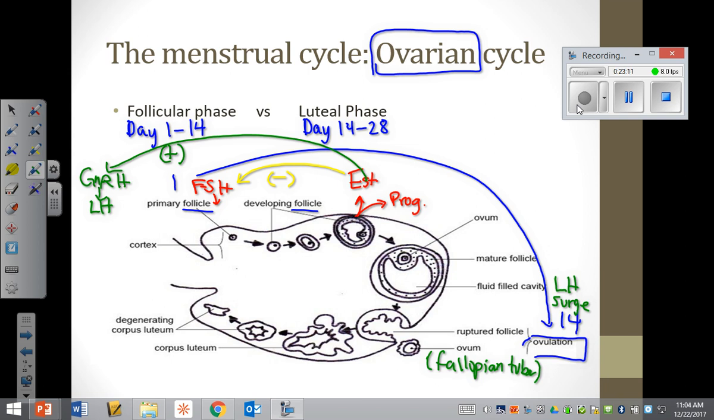So the ovum is released, goes into the fallopian tube. What's left of the follicle becomes the corpus luteum. So remember I said that means yellow body. The luteum means yellow, corpus means body. Corpus luteum produces estrogen and progesterone, just like the follicle did before. So the same two hormones that were coming from the developing follicle are also coming from the corpus luteum.